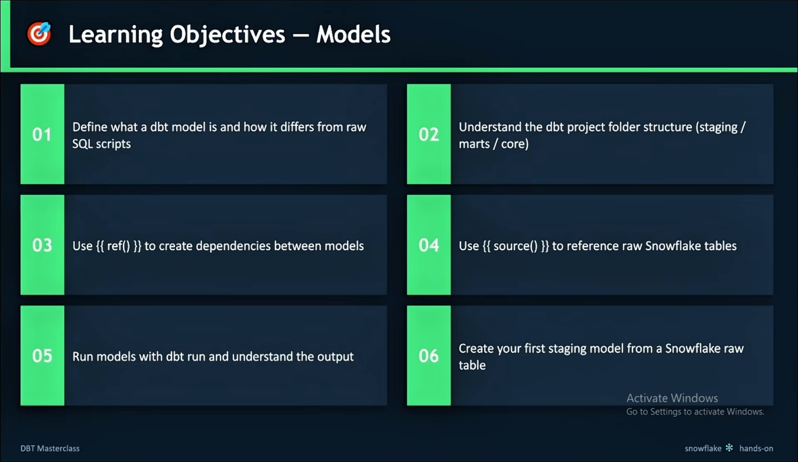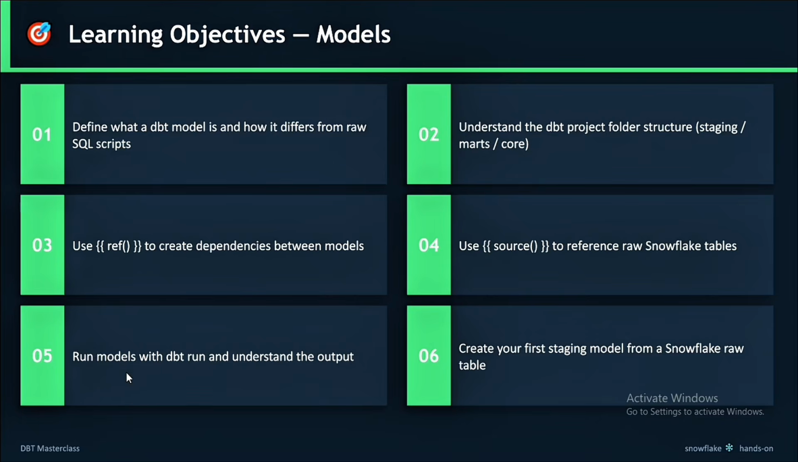We organize DBT models into the staging and marts layers, and you will understand this two-layer architecture and why it matters. Third is to use the ref function to create dependencies between models. This is one of DBT's most powerful features, and we'll use it extensively. Fourth is to use the source function to reference raw Snowflake tables instead of hard coding the table names. You declare your sources and reference them with the source function.